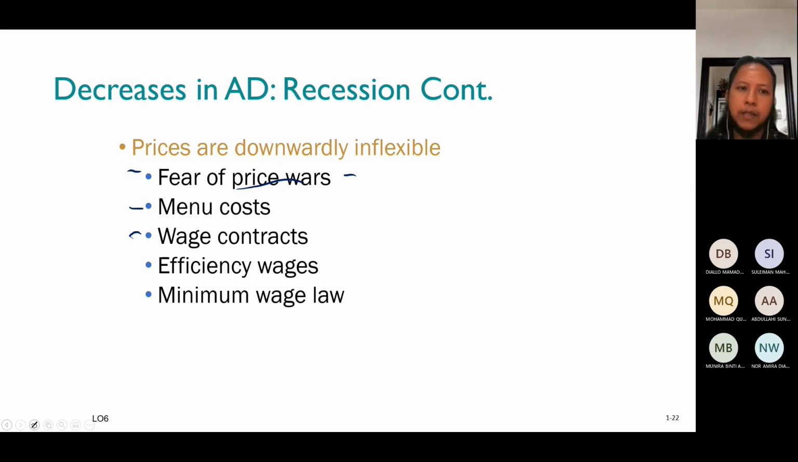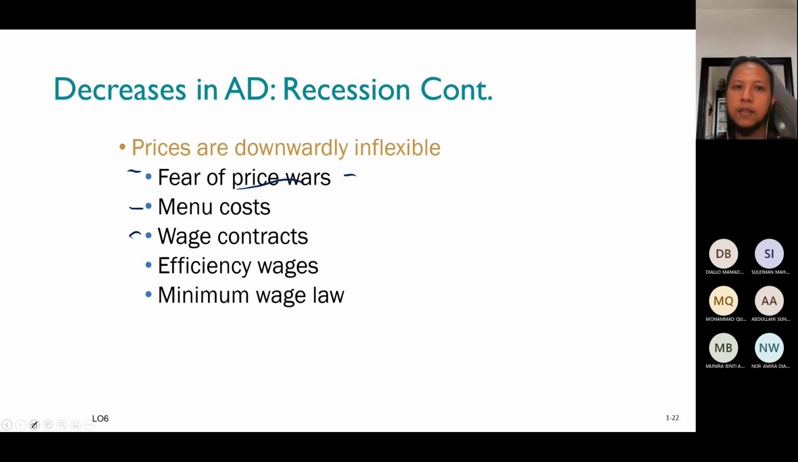And then in terms of wages as well, usually there's already an agreement in the contract, so it's not easy to cut the wage of your workers, because of the contracts. And then there are the efficiency wages, and also the minimum wage law. So you can't cut below the minimum wage. And you also can't easily cut the wages, because if you cut the wages, it will also reduce the efficiency in the economy. So that's why when prices are supposed to go down, businesses are reluctant to reduce the price.